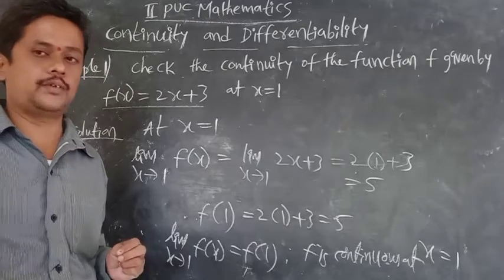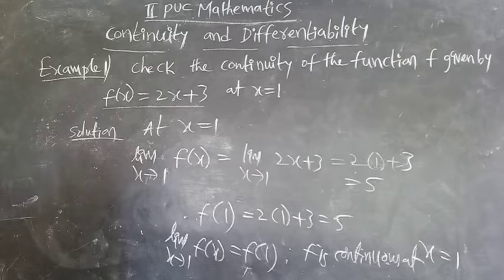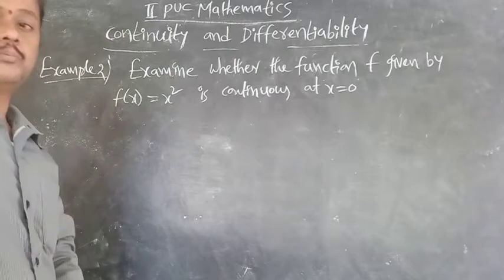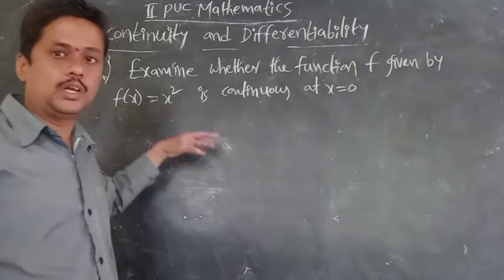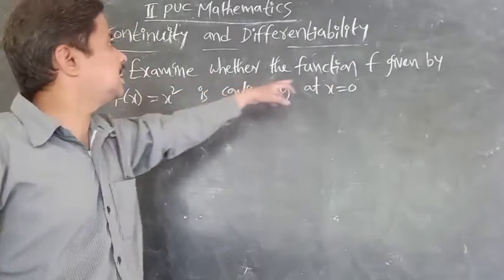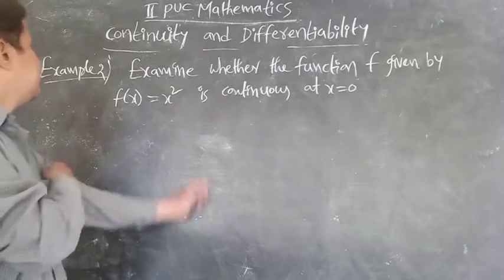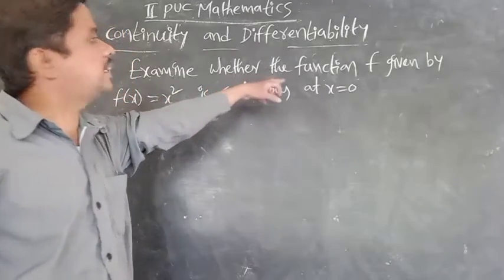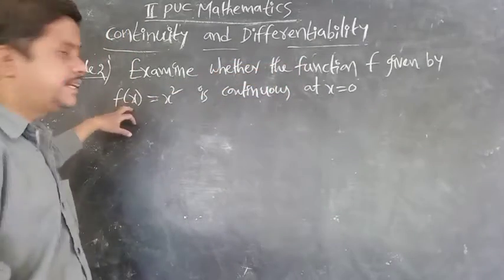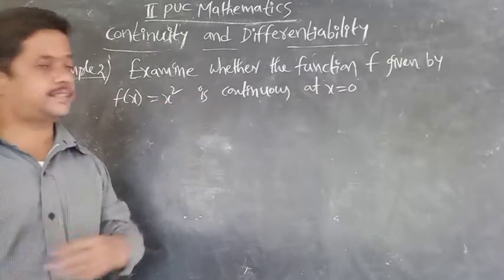One more question. Okay? Or two more questions. So next, we'll move to the next question. See, example 2. How to calculate this? Examine whether the function f given by f of x is equals to x square is continuous at x is equals to 0.